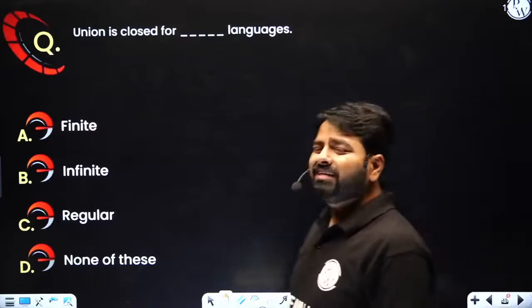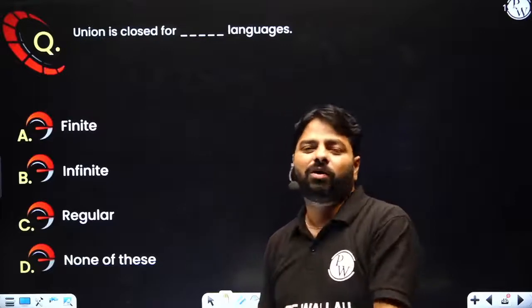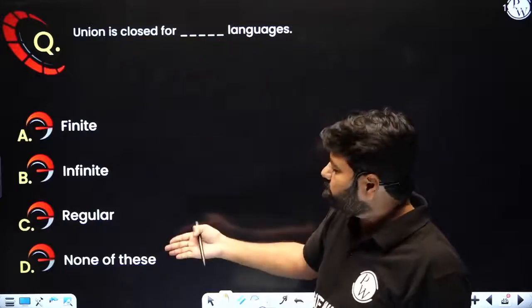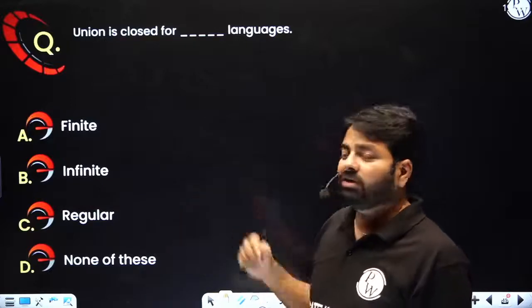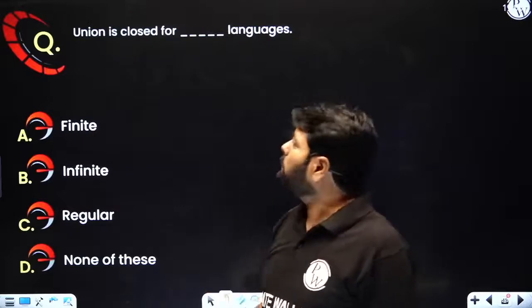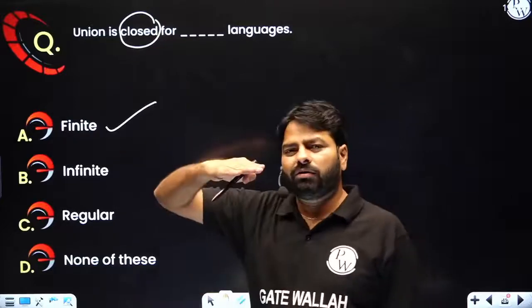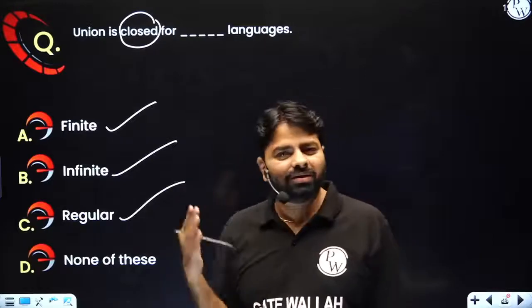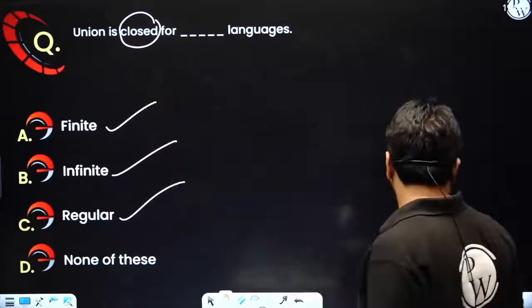Now, let me ask in a different way. Previously I gave the domain; now I'm asking about the operation. Which of the following operations are closed? Union is closed for which domain? The domain has finite languages, infinite languages, regular languages. You need to apply it separately. Union for finite languages, closed. Infinite union infinite is always infinite. Regular union regular, yes. So all these three domains are closed under the union operation.